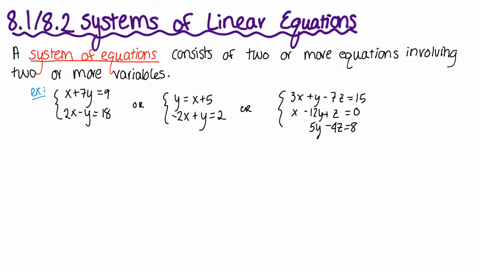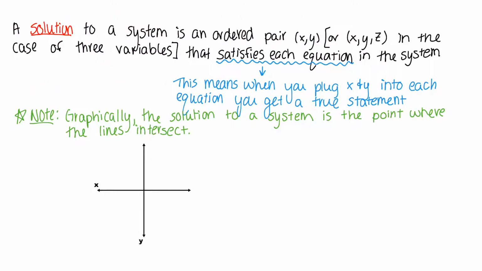So, brief overview of systems of linear equations. Let's talk a little bit about the solutions of systems of linear equations. So a solution to a system is going to be an ordered pair, so that's just a coordinate point x comma y, or in the case of three variables, it's an ordered triple, so you have x, y, and z, and it needs to satisfy each equation in the system, meaning when you plug them in, just like I had said before, you get a true statement.